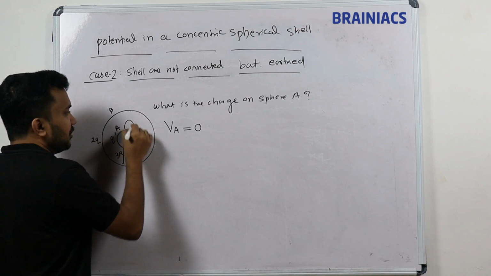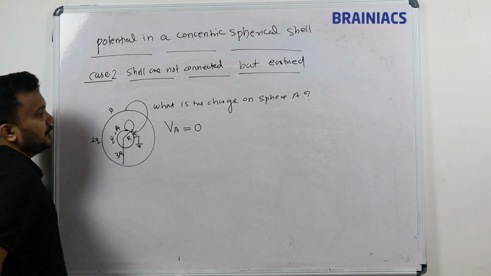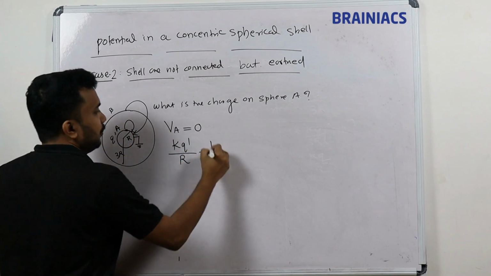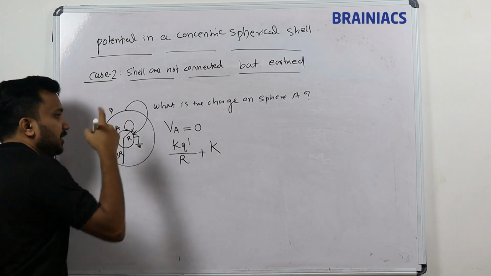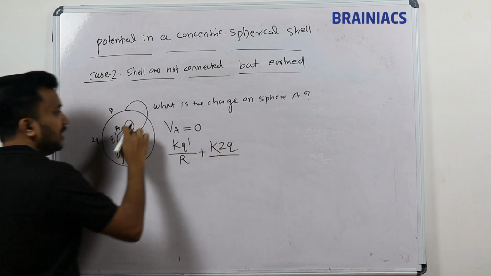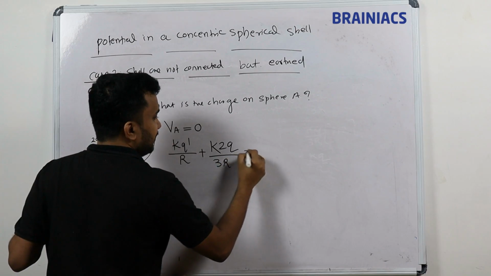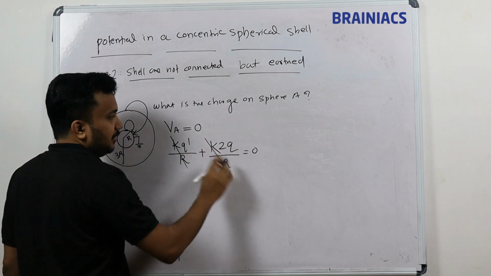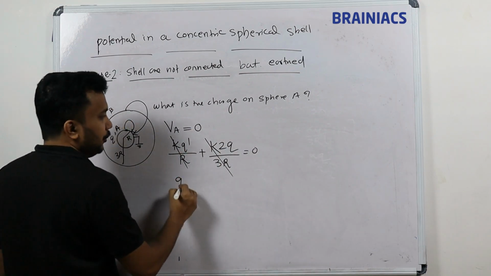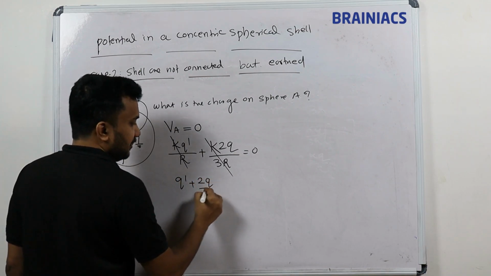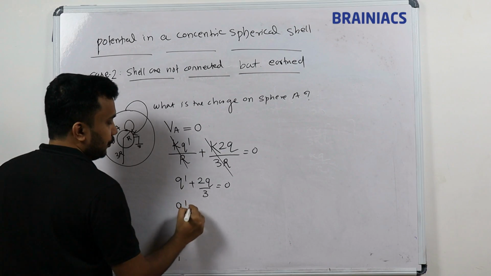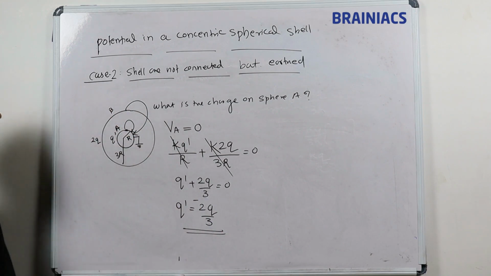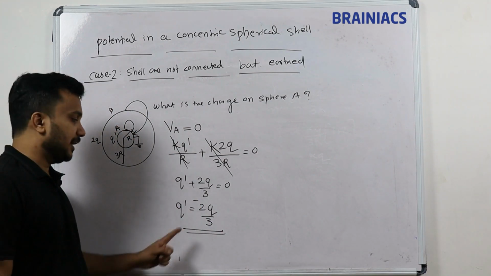The potential here means potential due to A itself and potential due to B. So what is the potential due to A? K into Q dash divided by its radius, which is R, plus the potential due to B on this point. With respect to B, it's an inside point, so K 2Q divided by its radius, which is 3R, is equal to 0. K by R and K by R go to 0, and we get Q dash plus 2Q by 3 is equal to 0. So the value of Q dash is equal to minus 2Q divided by 3.